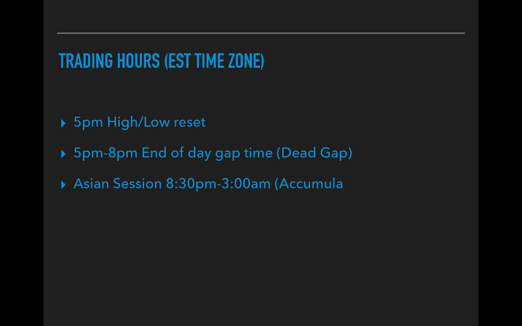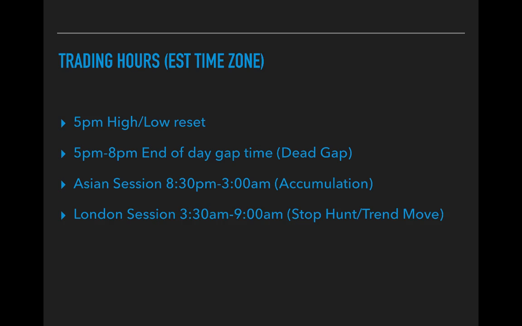So Asian session starts at 8:30 p.m. to 3 a.m. and this is what we talked about just before about the accumulation phase. Okay, so banks and other market makers will trade amongst themselves. It's called circular trading, and they'll kind of just collect contracts and pick up orders and just create this little range in the initial high and low of the day, right?